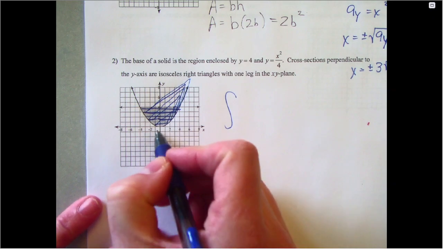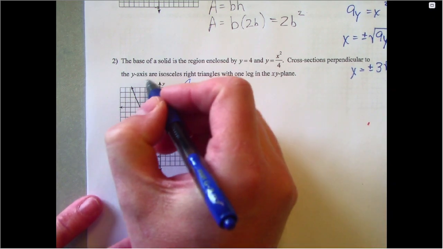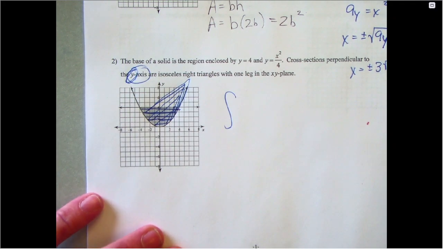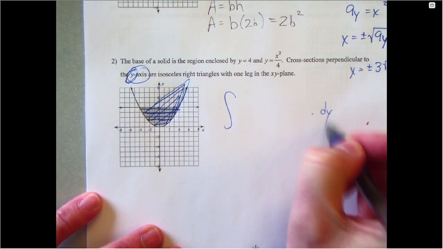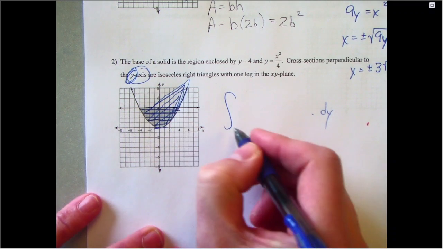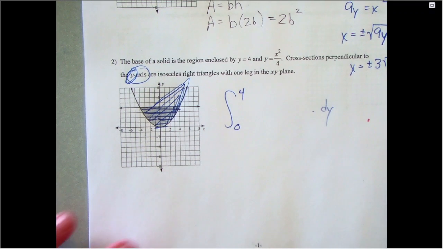Okay, so I want everything to be, because we're perpendicular to the y-axis, it's basically telling you what variable we need to be in terms of. So we're going to be in terms of y, so I can throw my dy there. My boundaries are going to be the lower and upper y values, so 0 and 4.